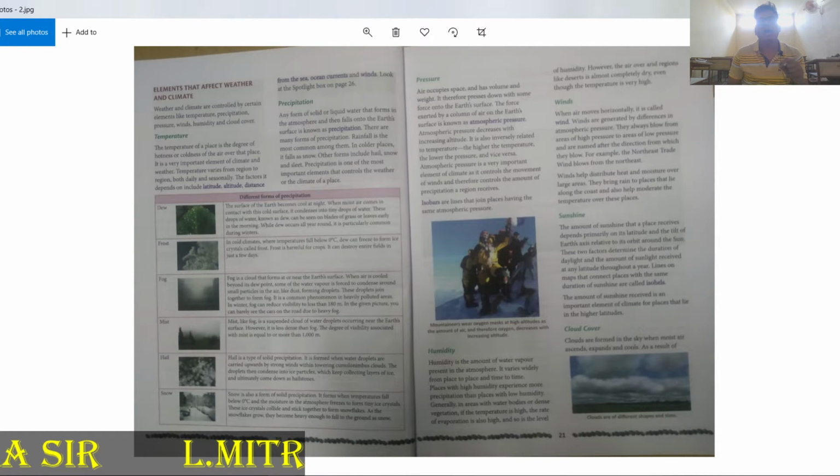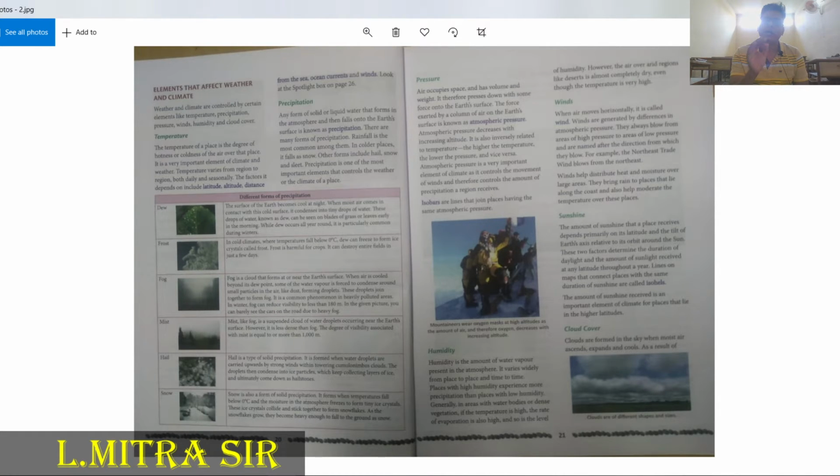So these are the factors we have to discuss regarding how temperature affects weather and climate. Temperature also depends on the latitudinal position, altitudinal position, distance from the sea, ocean currents and the winds. So these are the factors which affect the temperature, and temperature also affects the weather and climate of that particular area. Okay, so this is the first.